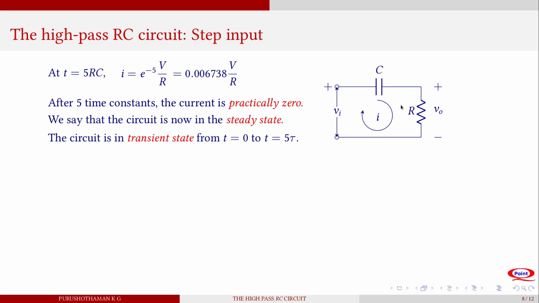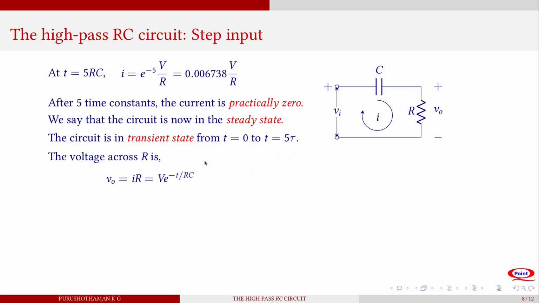It will take more time to reach the steady state. Now we will find the voltage across the resistance and the voltage across the capacitance. The voltage across the resistance is the current flowing through the resistance multiplied by the resistance value. Current flowing through the resistance is V by R e raised to minus t by RC, which is multiplied by R. So we will get Vo equal to V e raised to minus t by RC.